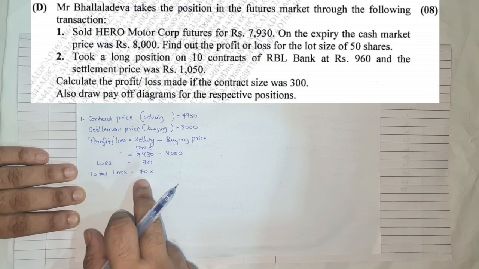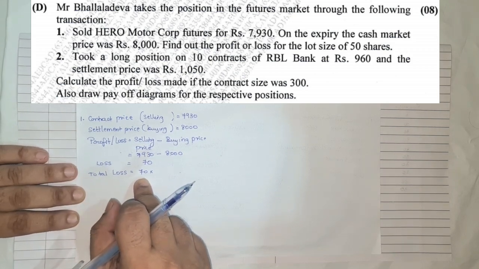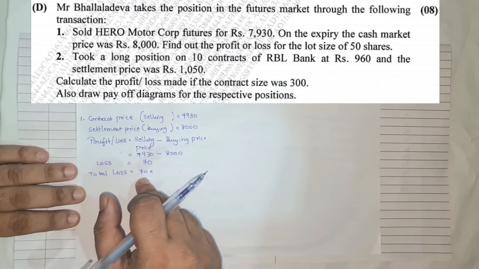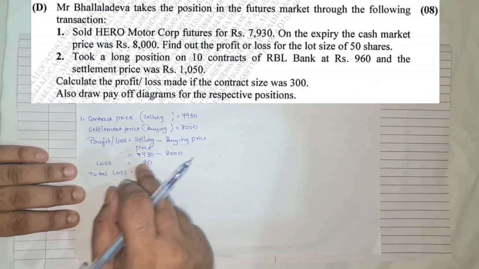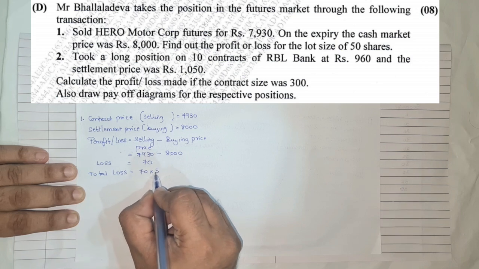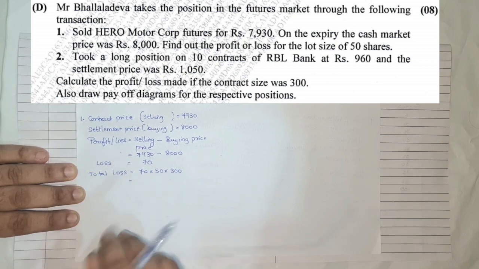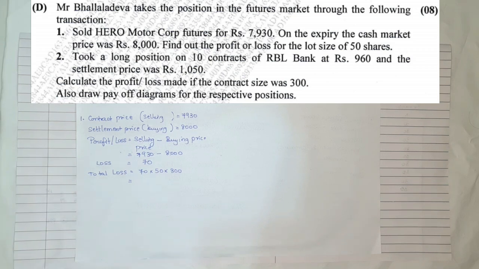one contract has a 70 rupees loss, and the lot size given is 50 shares. This was for 1, so into 50, and the contract size is 300. Okay, so on the calculator we have 70 into 50 into 300, so it comes to 10,50,000.